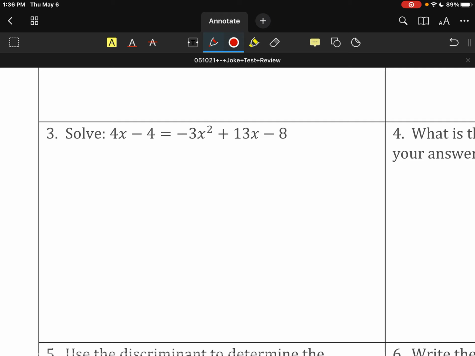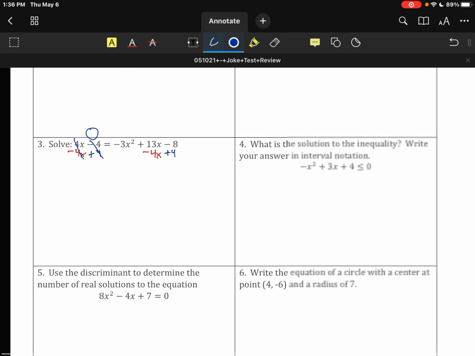Number 3, you do the same thing. Okay, you just have to subtract the 4x, get it over here, and then add the 4 to get it over here. Okay, because you want 0 over here. So I'll let you finish that one. Then you can solve by factoring or the quadratic formula.